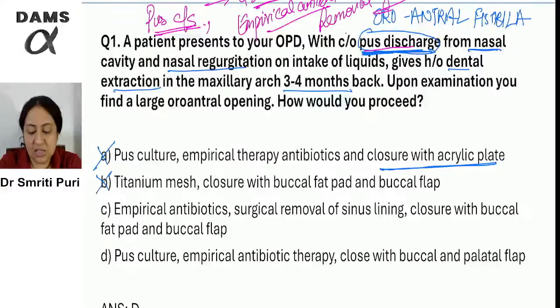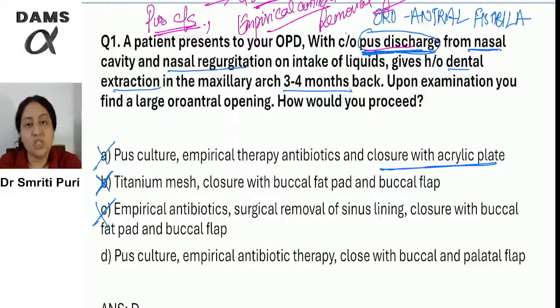Here we are not addressing the infective nature of the condition, and we are not addressing the sinusitis. So this is also not the correct answer. C is empirical antibiotics, surgical removal of sinus lining, closure with buccal fat pad and buccal flap. Here everything is correct, but they have missed out on the most important first step, that is pus culture. So this is also incorrect.